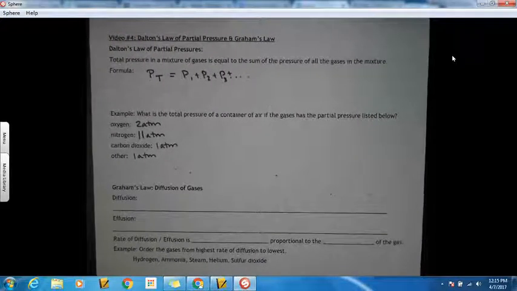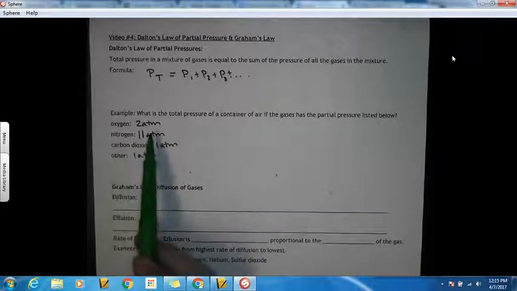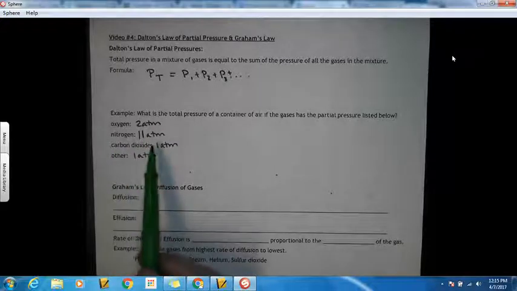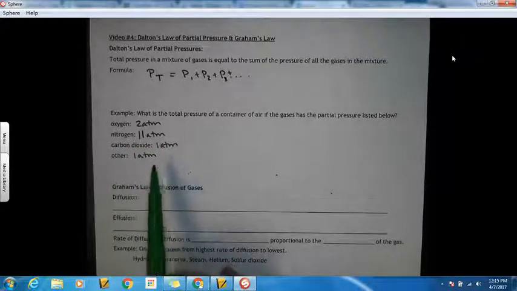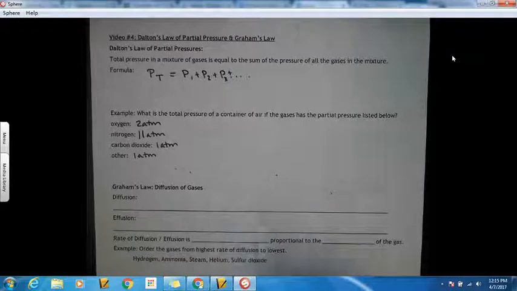What's the total pressure of a container of air if the gas has a partial pressure listed below? Oxygen has a partial pressure of 2, nitrogen is 11, carbon dioxide is 1, and then there are other gases that are 1. What would be the total pressure?